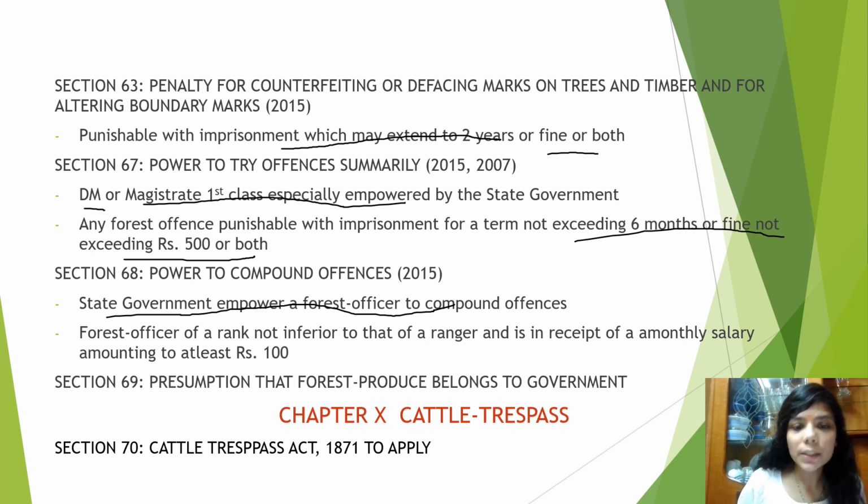Section 69, presumption that forest produce belongs to the government. Only one presumption has been made under this section, that forest produce belongs to the government. Chapter 10, cattle trespass. Basically it provides that the provisions of the cattle trespass act shall apply to the reserved forest, protected areas and the village forests.